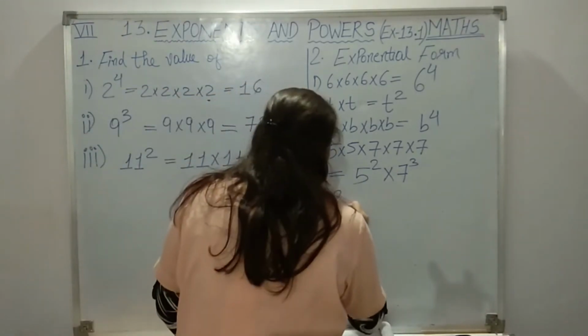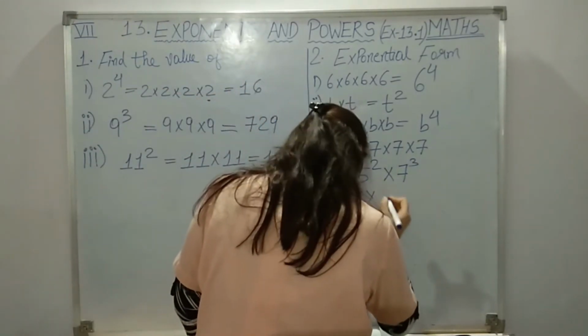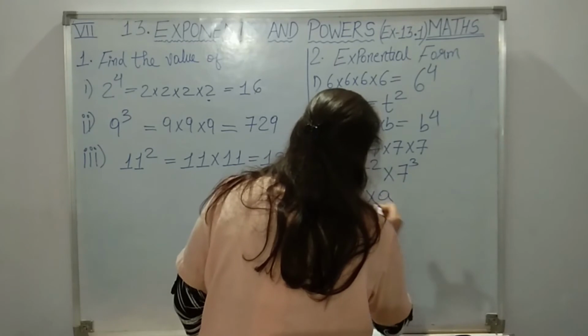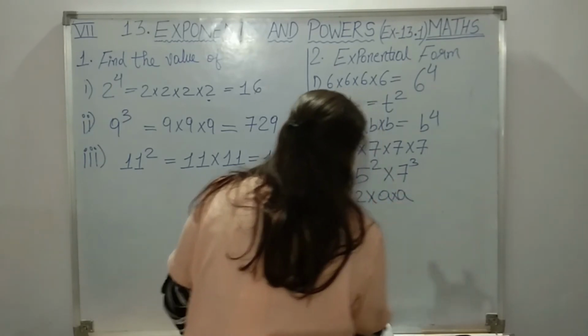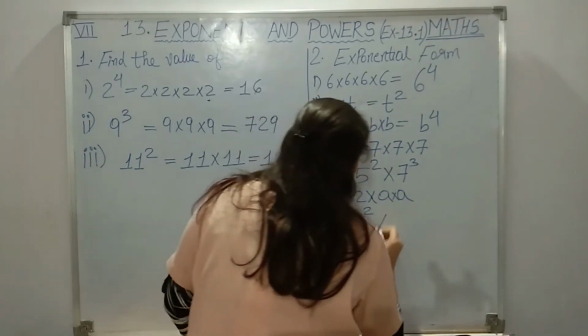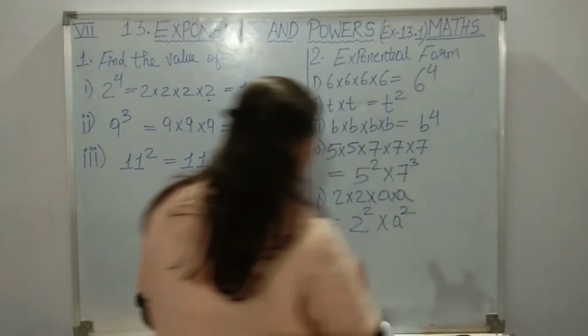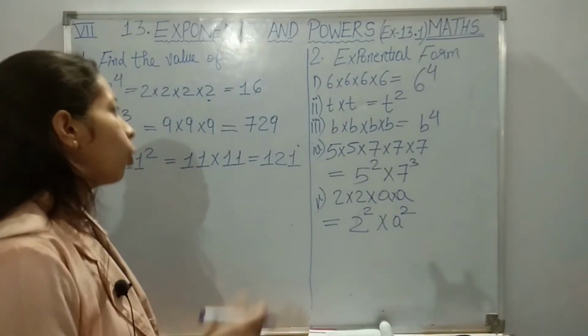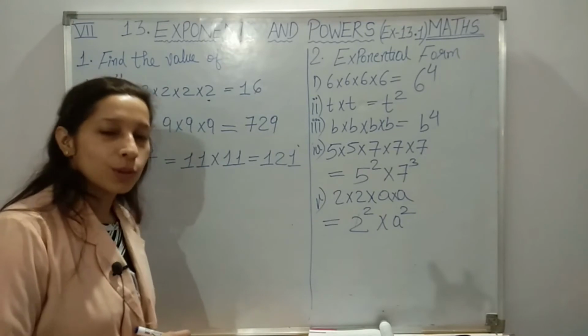Now 2 into 2 into a into a. Okay, fine. So its answer will be 2 square into a square. Now one more point is there which will be your homework. Note it down, students. Then we are going to see question number 3.